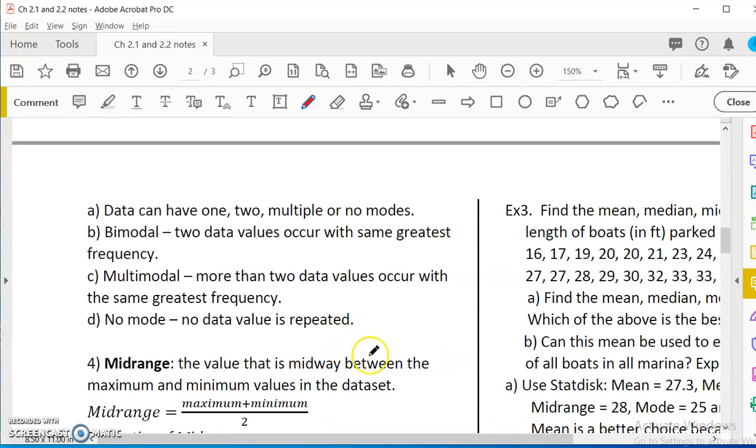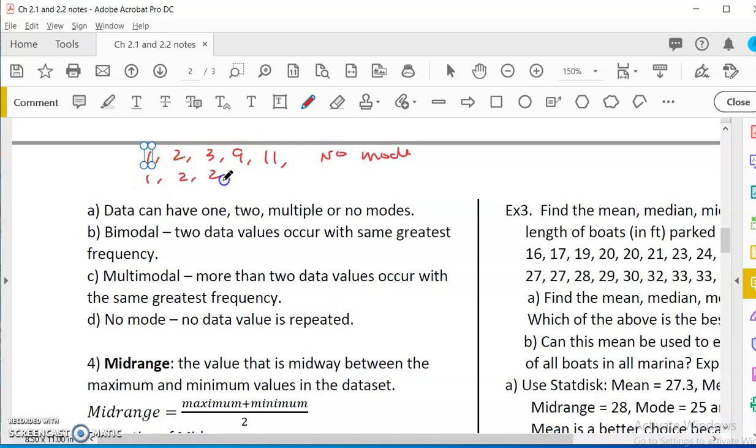The difficulty about the mode is it's very hard to implement in a calculator. So a lot of calculators don't have it. And also, a set of data can have 1 mode, 2 modes, or no mode. So for example, I have data 1, 2, 3, 9, 11. There's no mode because they're all different, right? There's no repeat.